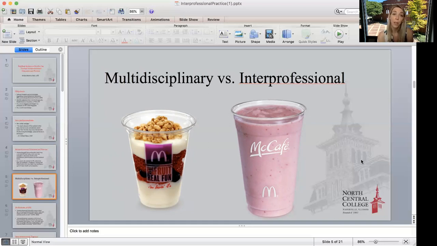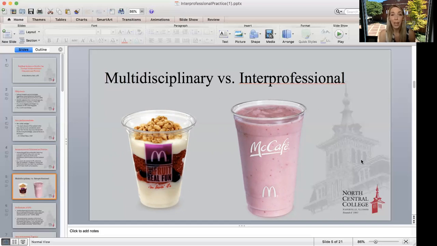A discipline would be occupational therapy as a discipline, or therapy services, whereas an occupational therapist is a healthcare professional. So the difference here I want to illustrate in some of your favorite McDonald's treats here. We've got the fruit and yogurt parfait on the left and the smoothie on the right. So multidisciplinary is going to be like your McDonald's fruit and yogurt parfait.